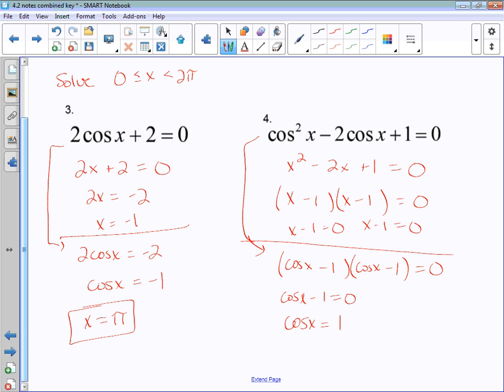Now guys, be careful with this. If you look up here, we're solving from 0 to 2 pi. The 0 is included, the 2 pi is not. So do not tell me 2 pi as an answer.